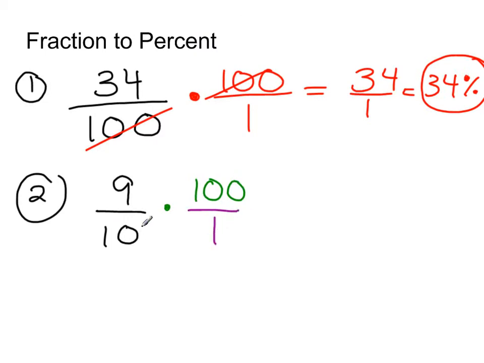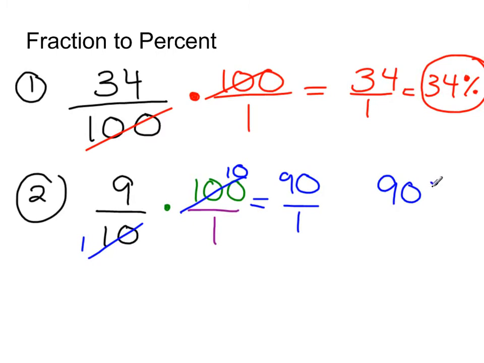And because we can reduce here, 10 can go into 100 10 times. And 10 goes into itself once. Now we'll multiply straight across. We have 90 over 1, which is 90%, because now we have a percentage. And if we wanted to go back, we take percent, we take 90, divide it by 100, reduce, and we end up with 9/10. So it's kind of nice.